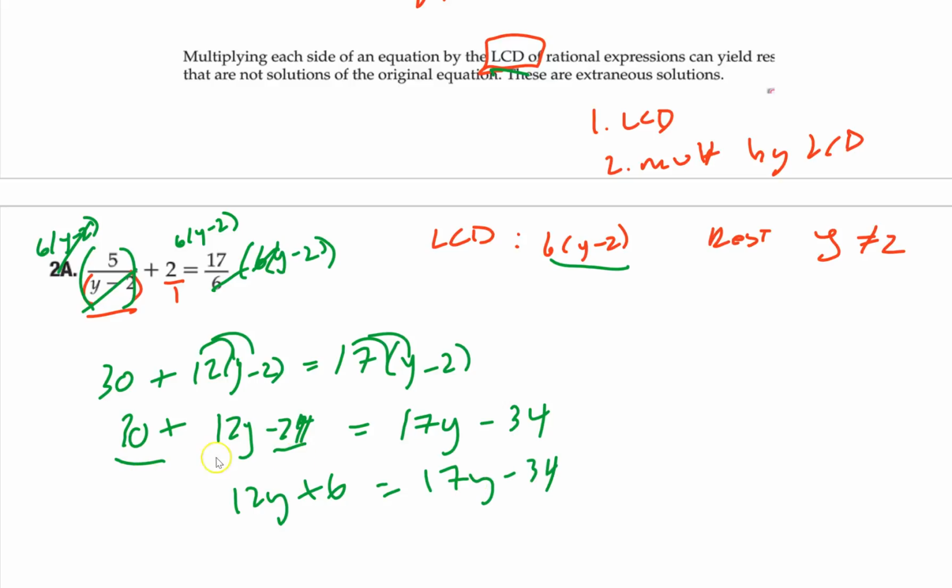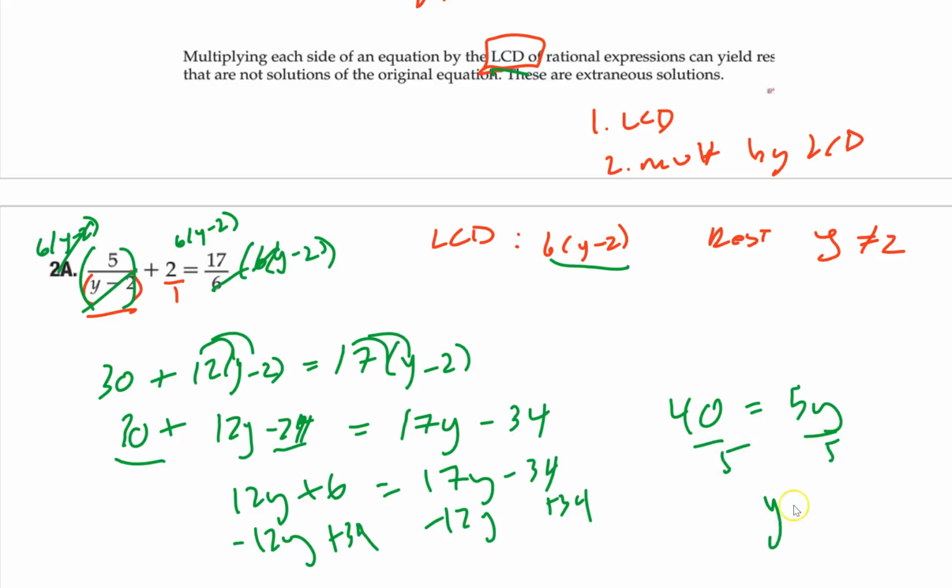Again, because they're on the same side, you just simplify. Now I'm trying to get the y's by itself, so let's subtract 12y and add 34. And you're going to get 40 equals 5y. Divide by 5. y equals 8. Which is, again, not a restriction.